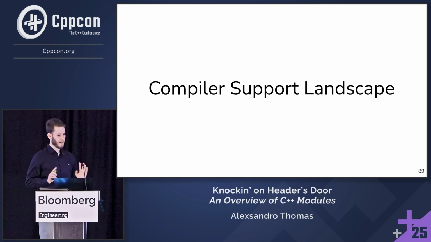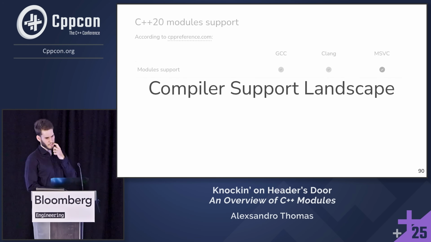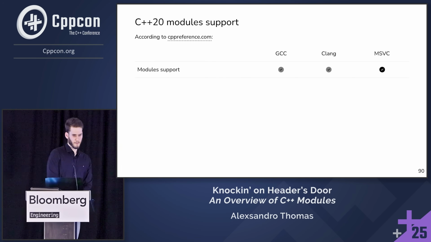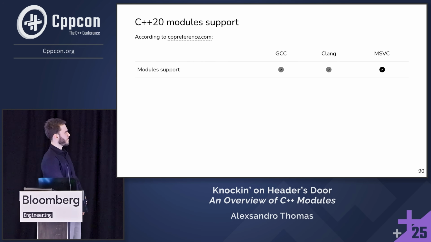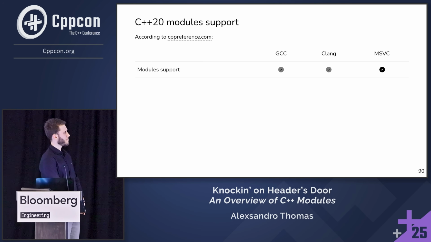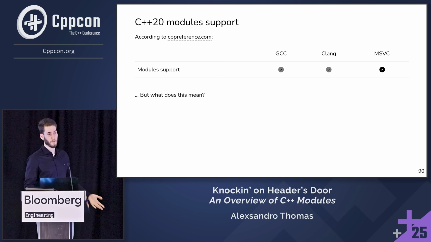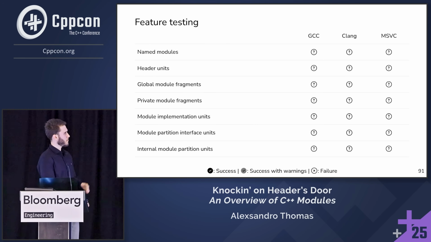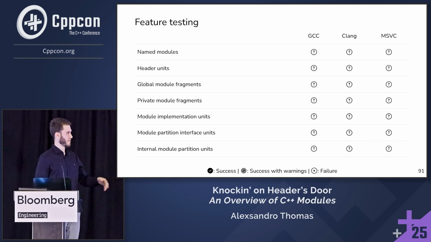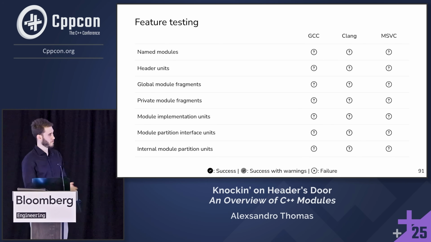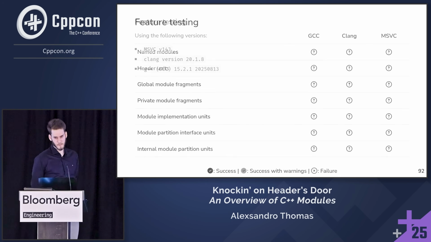But let's take a look at how the compiler support landscape is. If you go to CppReference.com, you get a figure like this. You get that GCC and Clang are partially implemented and MSVC is fully implemented. But what exactly does this mean? This doesn't tell me much about what I can use or what I cannot use. So I wanted to do some feature testing, and I will explore all of these components and just break down what is supported and what is not.